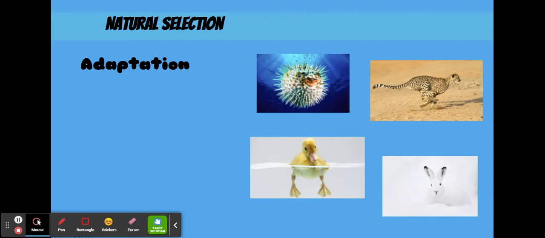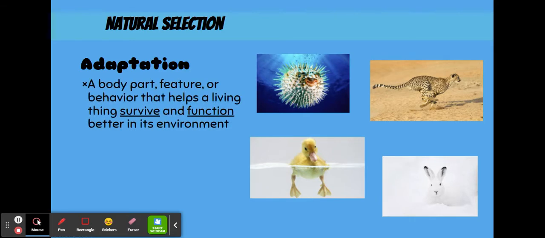An adaptation is a body part, feature, or behavior that helps a living thing survive and function better in its environment, such as the duck's feet looking like little flippers and the snow hare being white to blend into the snow. This happens through natural selection.